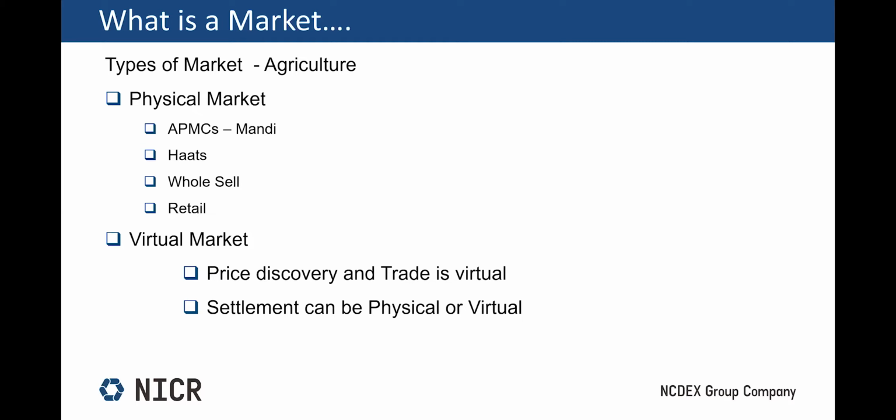But definitely there would be a requirement of a settlement procedure, because as I said, agricultural produce is physical in nature. Most of the time it needs to be physically settled. So in this virtual market, the settlements are of two types: the physical side and the virtual side. That means there is cash settlement. We will explain a little bit how it takes place.